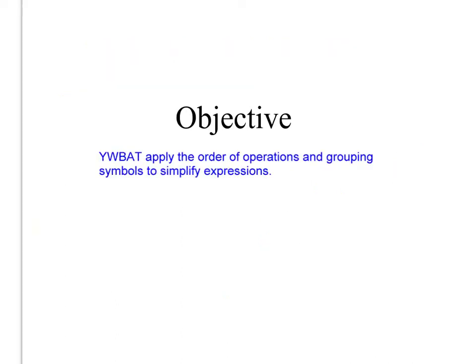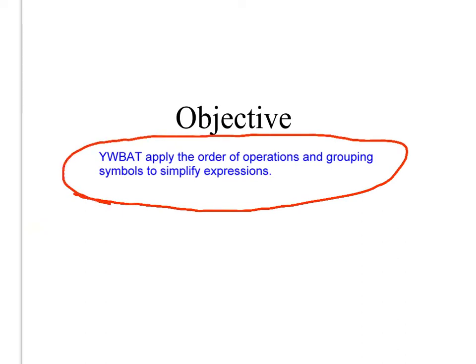On your note sheet, you'll find that there is a spot that says YWBAT. That stands for you will be able to. And what I'd like you to do now is pause the tape and write in what you'll be able to do. So you're going to write this in right here. You will be able to apply the order of operations and grouping symbols to simplify expressions. So hit the pause button now and fill in your note sheet.